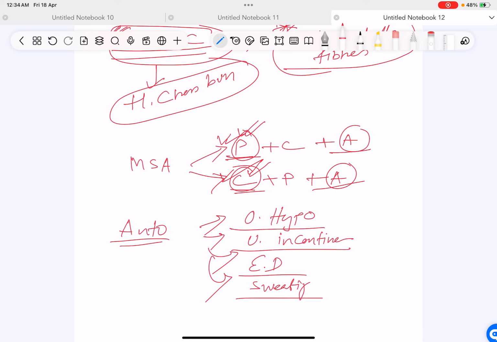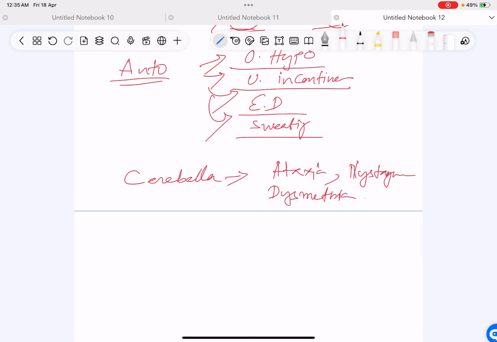And when you have autonomic dysfunction, along with that you have either predominantly Parkinsonism features or predominantly cerebellar features. Cerebellar features like ataxia, nystagmus, dysmetria, dysarthria. These are all cerebellar features: ataxia, nystagmus, dysarthria, dysmetria.